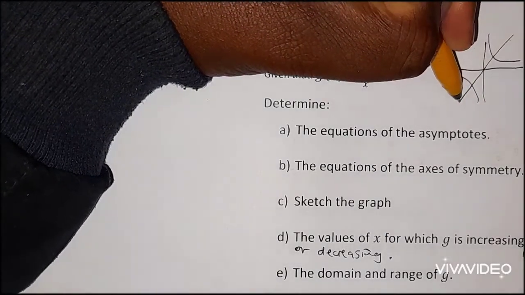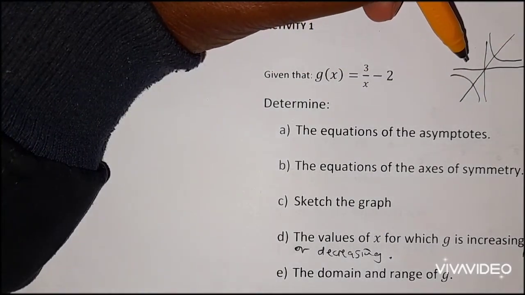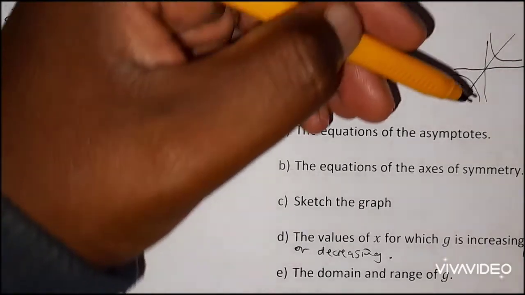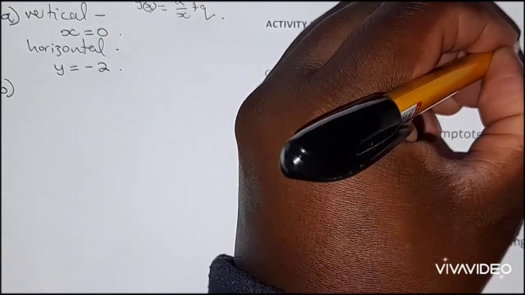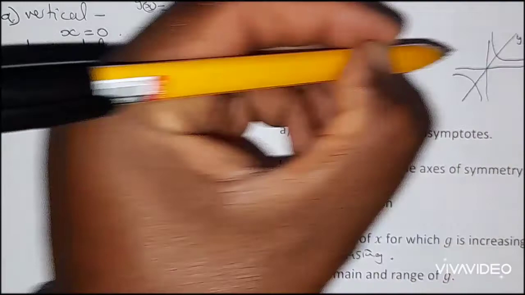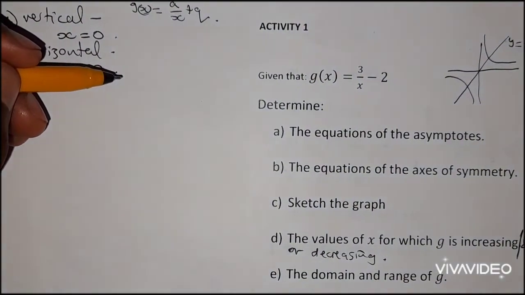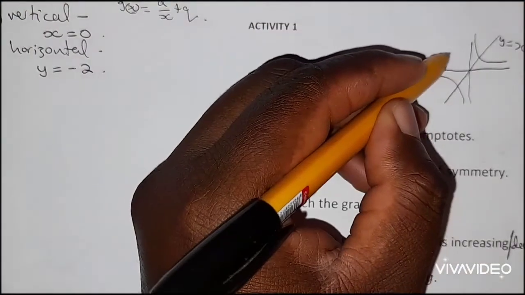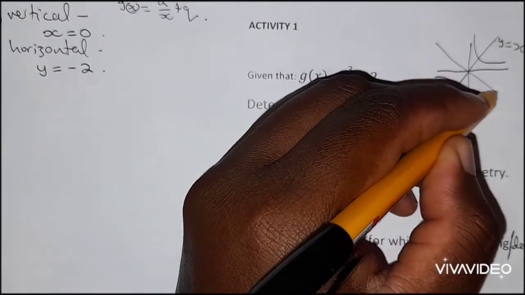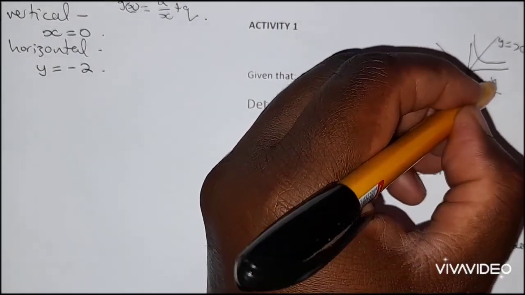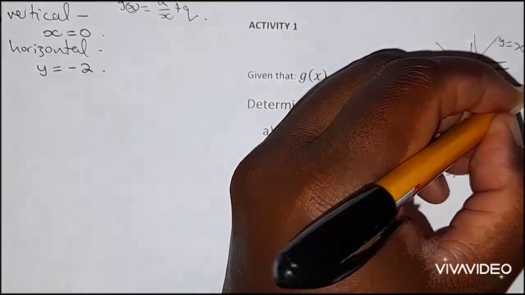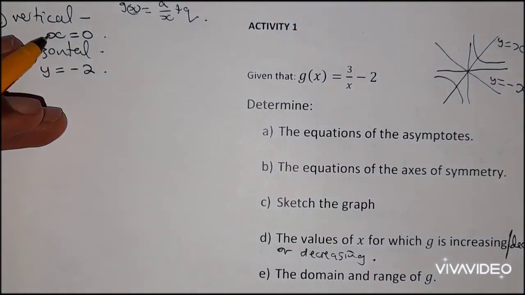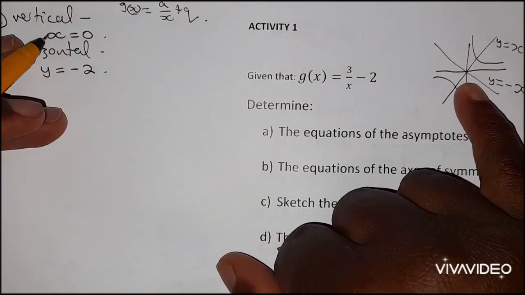is this line which passes through the origin, and it has a positive gradient. The equation is y is equal to x. That is the first one. And the second one is this one with equation y is equal to -x. So the two lines of symmetry meet at the origin.